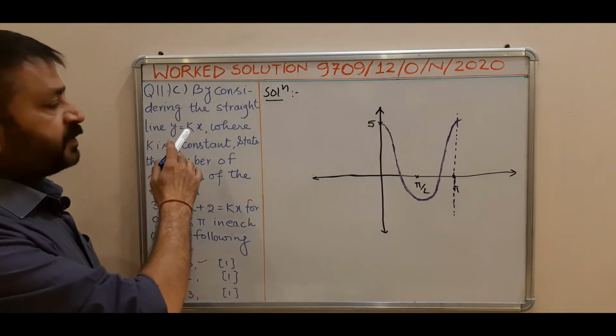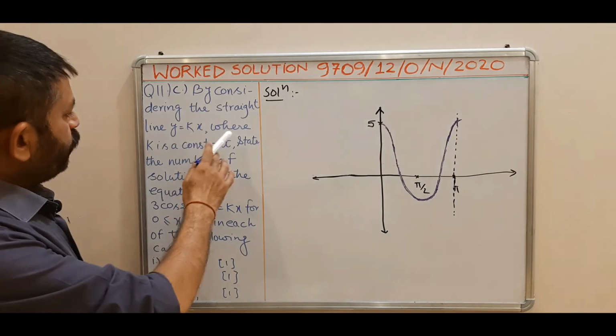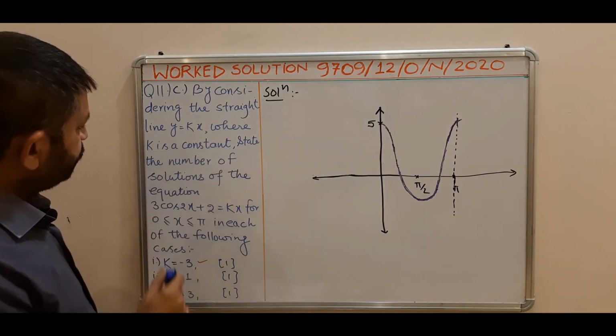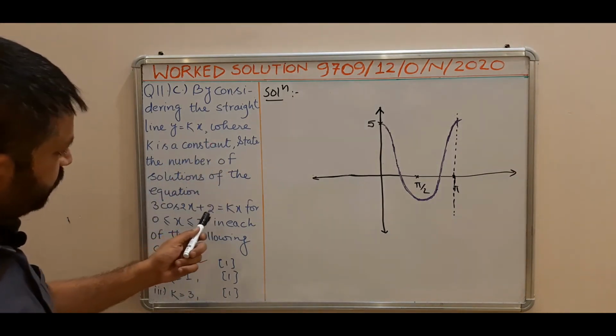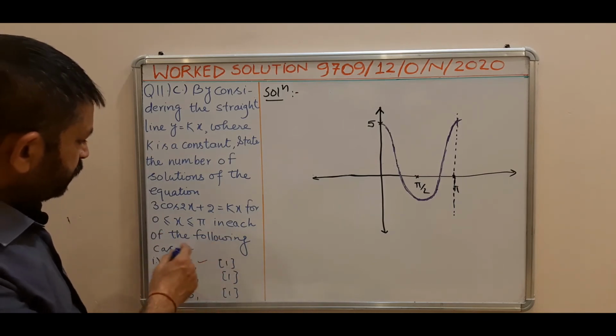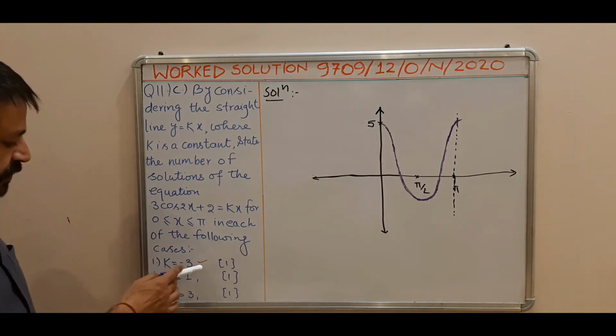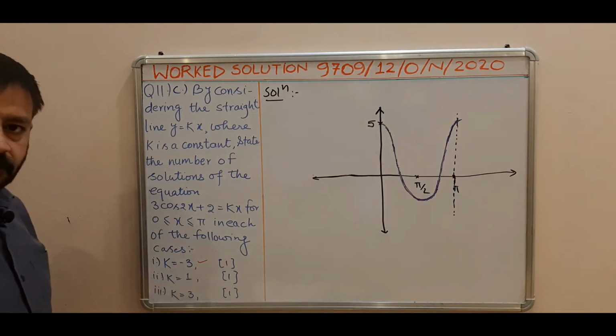Question number 11, C part. By considering the straight line y is equals to kx, where k is a constant, state the number of solutions of the equation 3 cos 2x plus 2 is equals to kx for x in between 0 and pi in each of the following cases. So 3 cases are given. First case is k is equals to minus 3, k is equals to 1, and k is equals to 3.